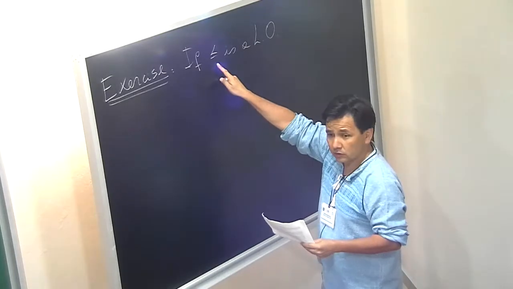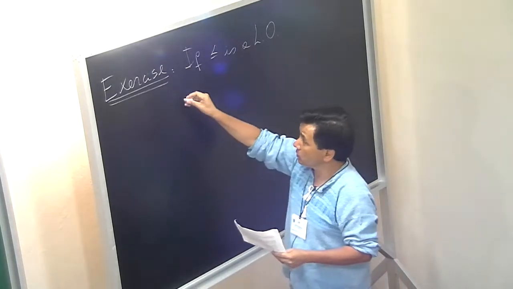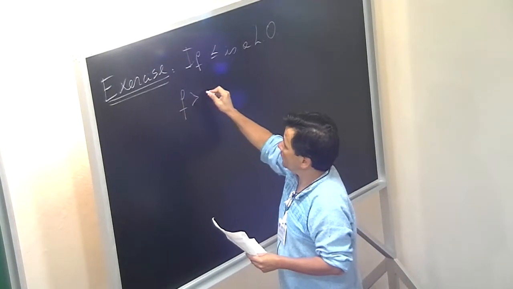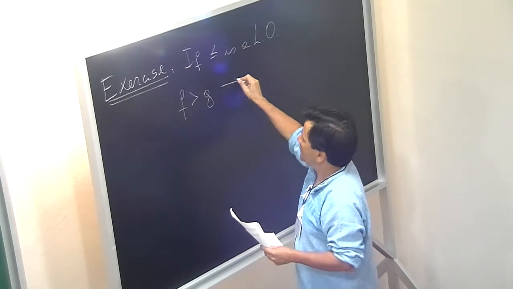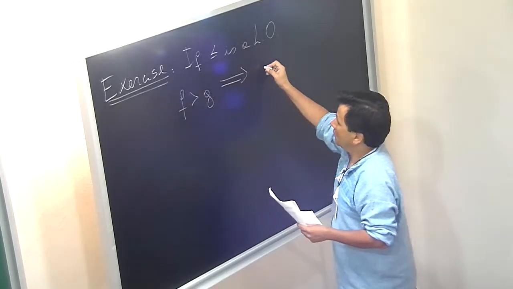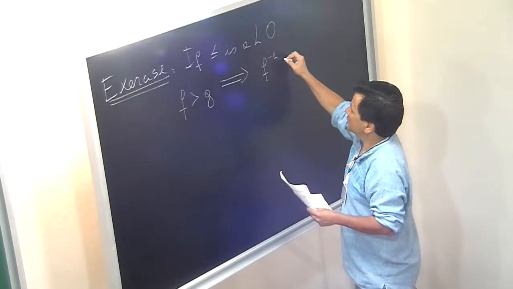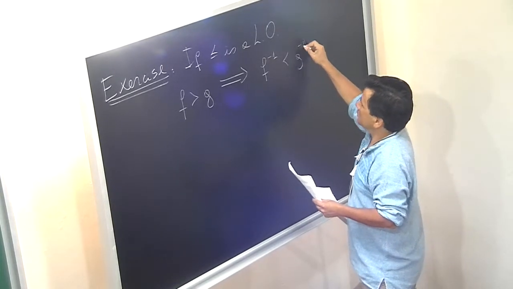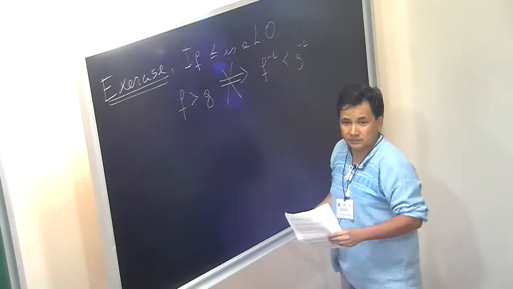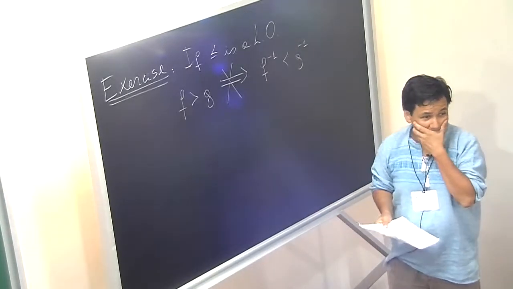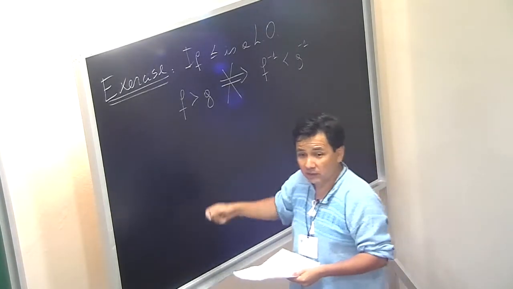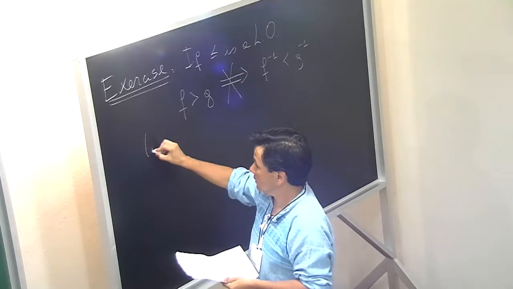Okay, so the remark, maybe it will become clear with this exercise. If you have a left order on the group, it is not true that f larger than g implies f inverse smaller than g inverse. This is not true. And the exercise is: give an example.